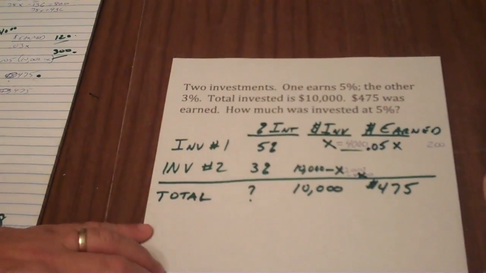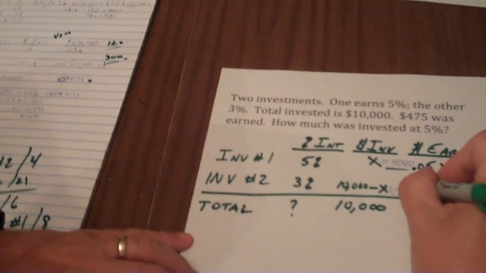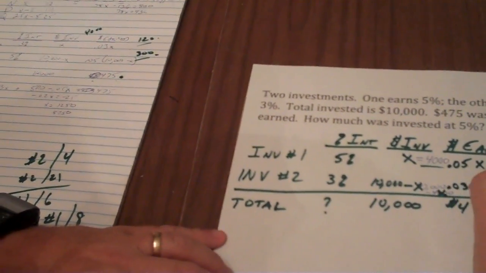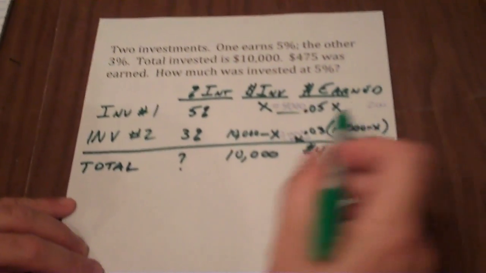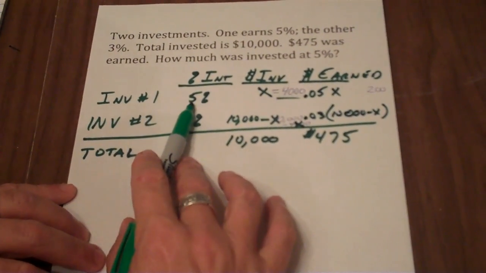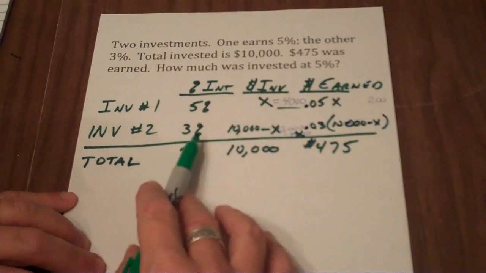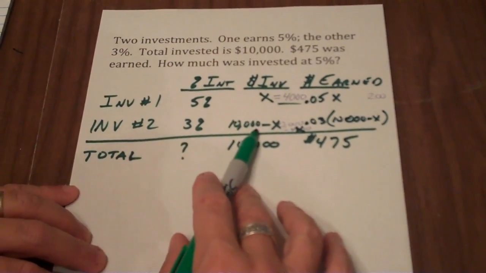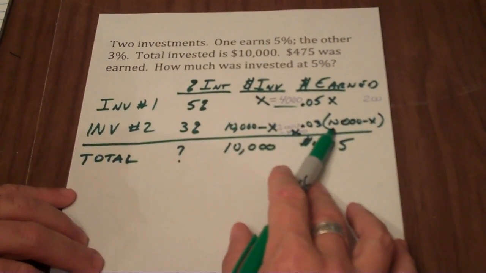And again, do you see what to put down on the blank this time? I would do 0.03 times 10,000 minus X. Correct. Because, as was the other case, you took the percent that you were earning times the investment, and that gave you the dollars earned. So in this case, you took your 3%, or 0.03, times the dollars invested, which was 10,000 minus X, and that gave you the dollars earned.